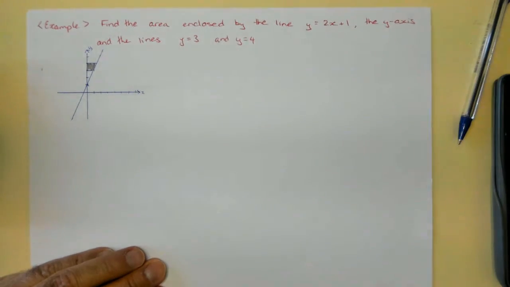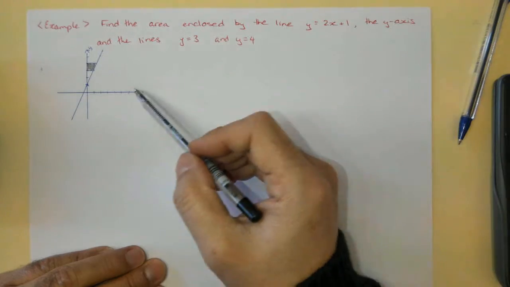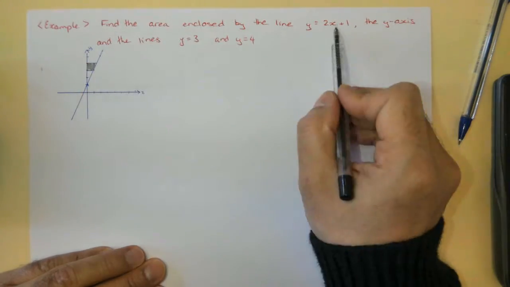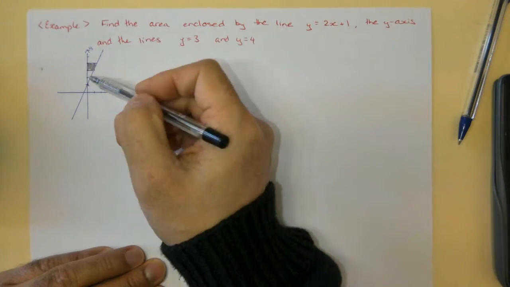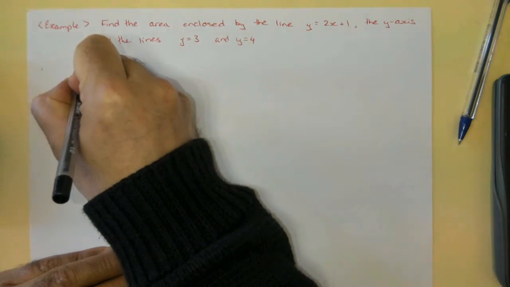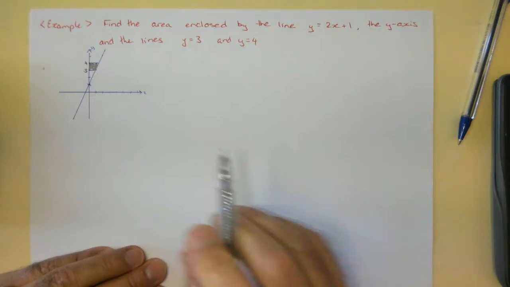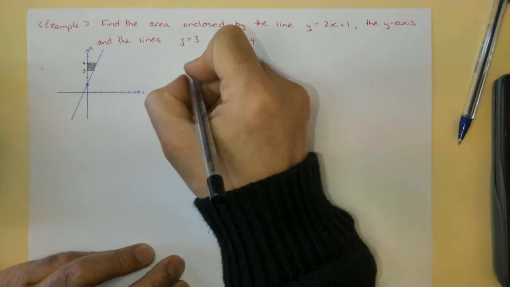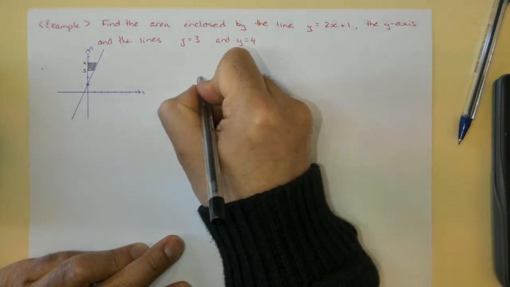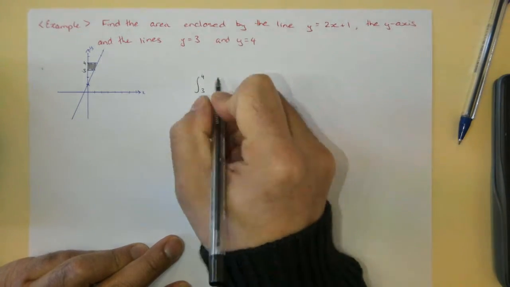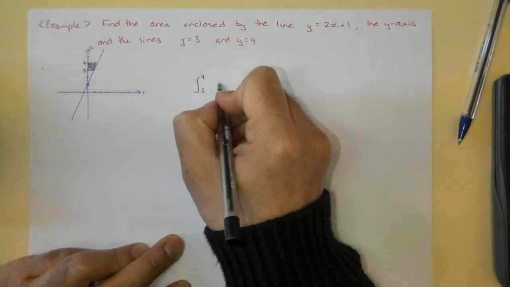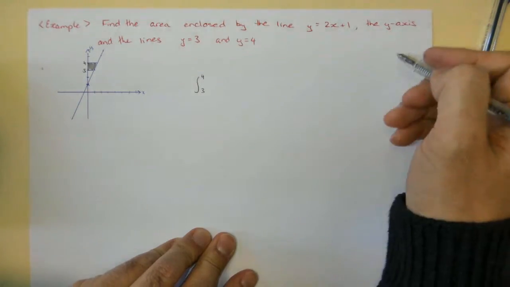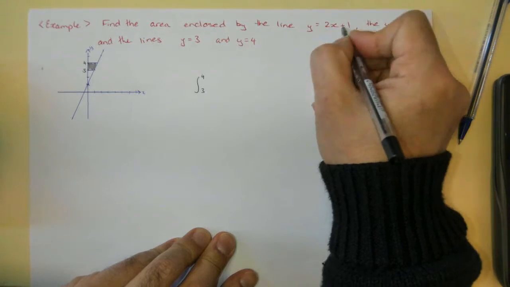Here's another example. We want to find the area enclosed by the line y equals 2x plus 1, the y-axis, and the lines y equals 3 and 4. So I drew a quick sketch. Now, I'm going to have to integrate from 4 to 3. A function that has to be in the format of x equals, right? So in this situation, I need to rearrange this.